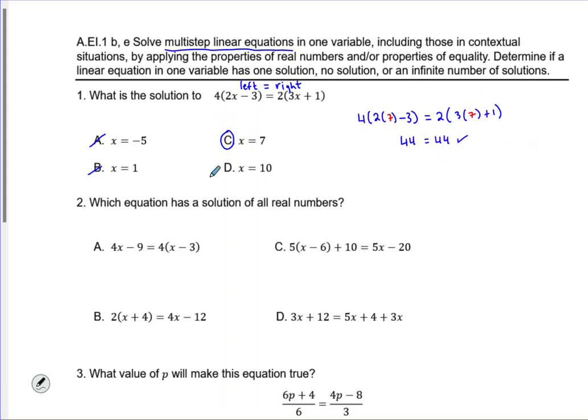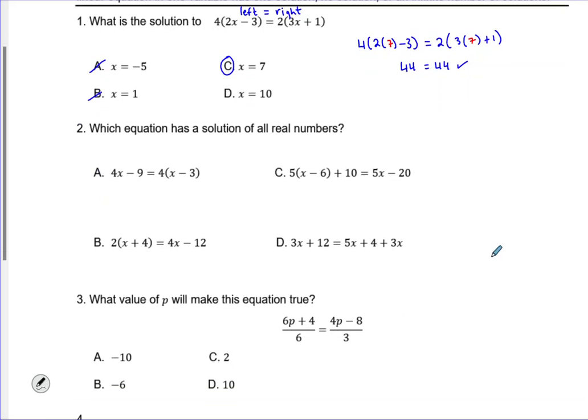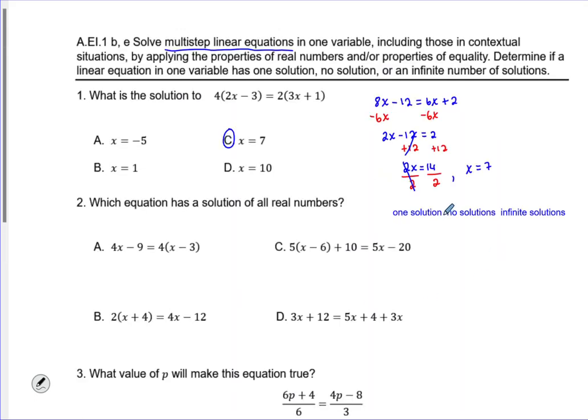Okay, this next question, it says, which equation has a solution of all real numbers? So for linear equations, we have 3 different types of solutions. You could have one solution, you could have no solution, or you can have infinitely many solutions. In other words, we can say infinitely many as all real solutions. Okay, all real.